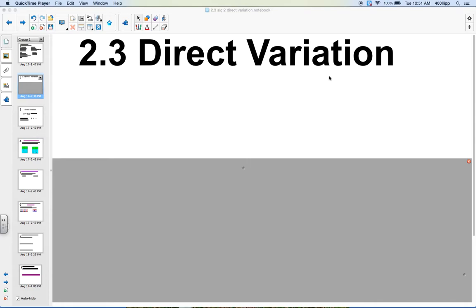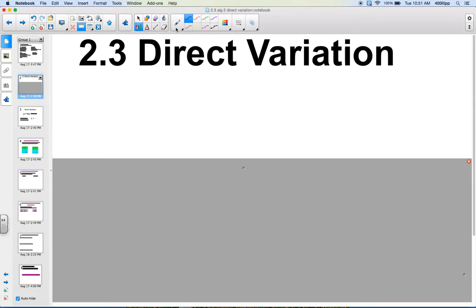Okay, today we are going over 2.3, direct variation. So this is another type of linear function, and the difference between a direct variation and just a regular linear function is going to be the y and the x-intercept. So for a direct variation, it's always going to be crossing through the origin.